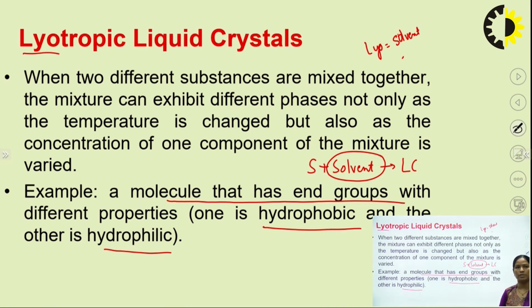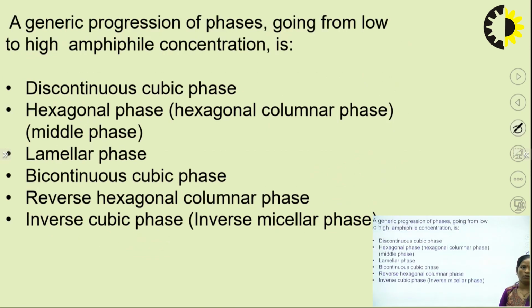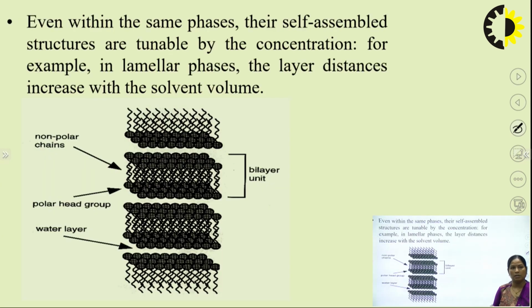So lyotropic liquid crystals are the liquid crystals which we can obtain by maintaining a minimum concentration of solvent. In this type of liquid crystal, we can observe that by increasing concentration of solvent, various phases can be obtained, among which the discontinuous cubic phase, hexagonal phase, lamellar phase, bicontinuous cubic phase, reverse hexagonal and inverse cubic phase are there. So by increasing the solvent concentration, when these molecules are clubbed together, they will form a structure which is known as lyotropic liquid crystal.